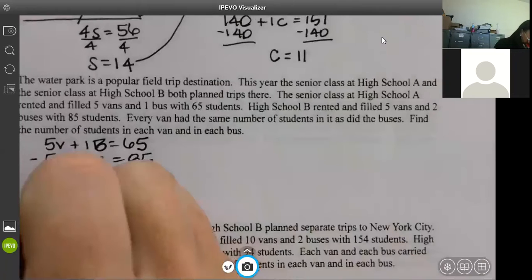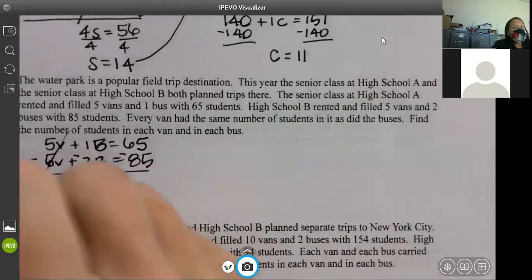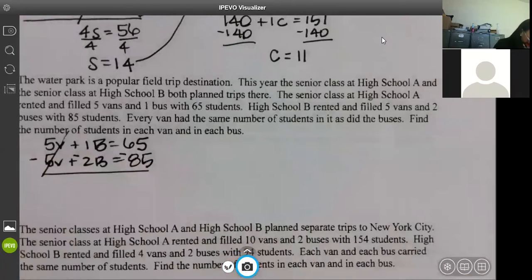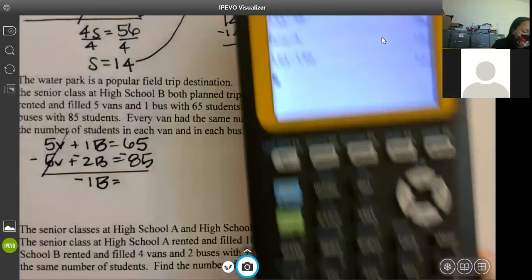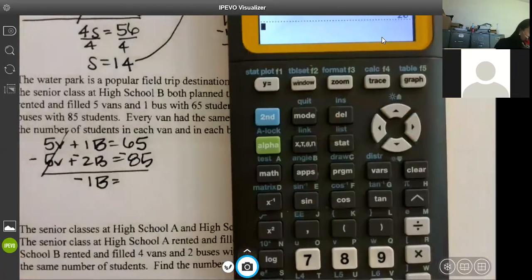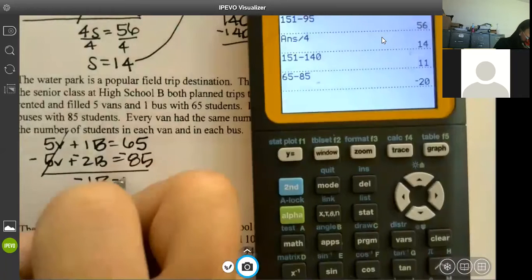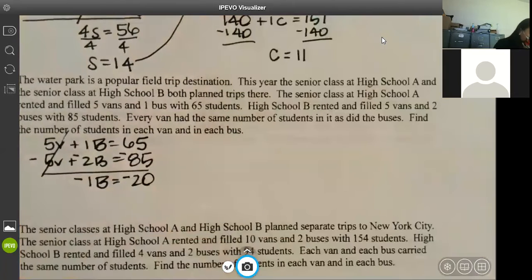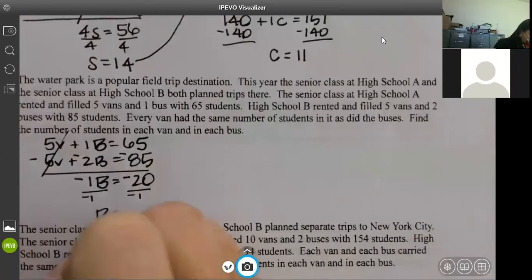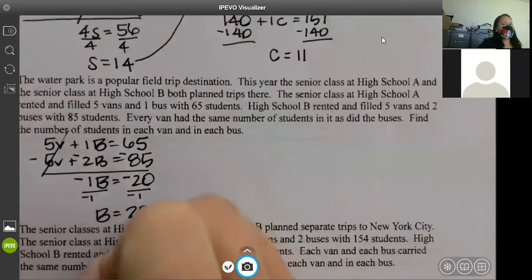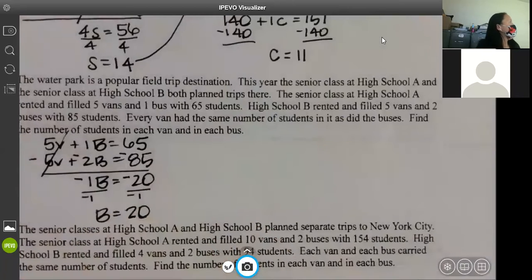Change the signs. 1 minus 2, negative 1B. 65 minus 85. What do we get? Negative 20. How do I solve this? Divide by negative 1, and B equals positive 20. What does that mean? There's 20 kids on each bus. That's all it means.